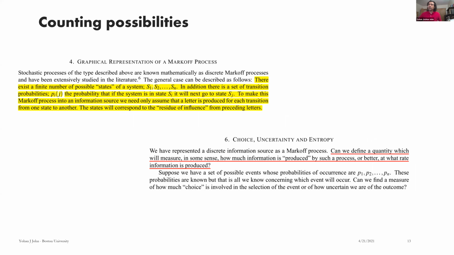So a key idea with Shannon's approach to information is to count possibilities. Like you said, the message is one of many possible messages composed of many possible symbols. So there's a finite number of possible states of a system. Those could be letters or bits. In addition, there is a set of transition probabilities. So from each symbol, there's a possibility that something else is the next symbol. Probability that if the system is in state Si, it will go to the next state Sj. And that's a Markov process.